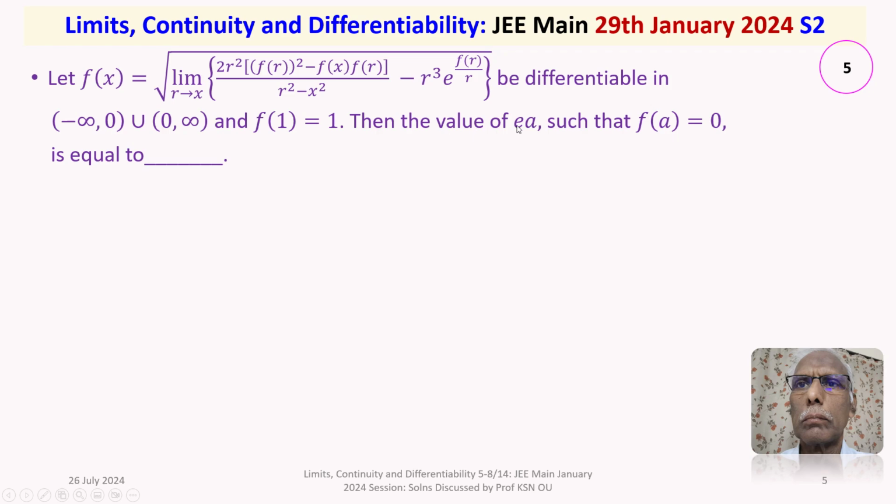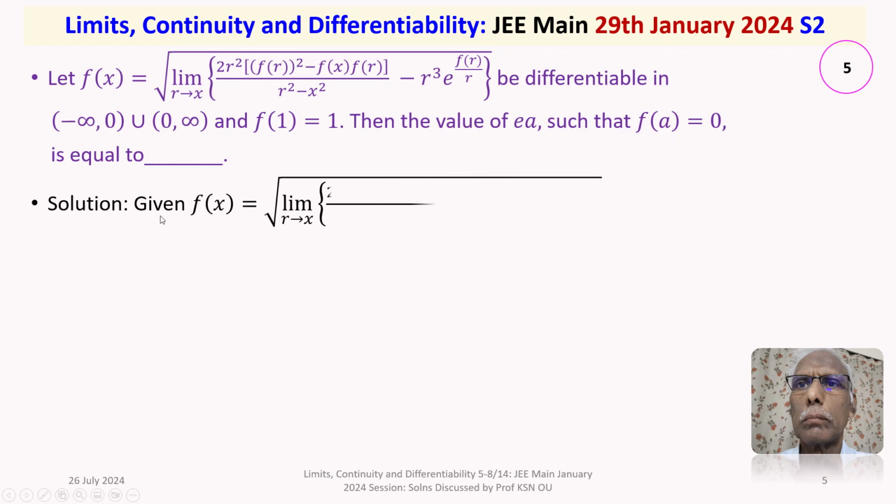Then the value of e^A such that f of A is equal to 0 is equal to, we are given f of x like this, and it is given it is differentiable in the whole of the real number line except at the origin, except at x is equal to 0, and it is given f of 1 is equal to 1, required to find the value of e^A when f of A is 0. Let's now discuss the solution of the problem in detail.